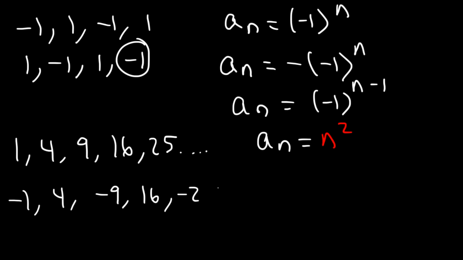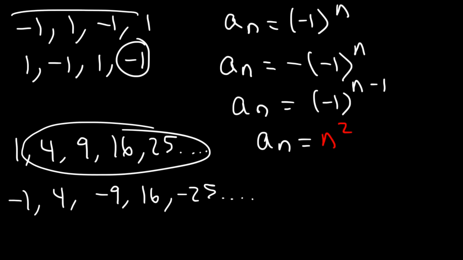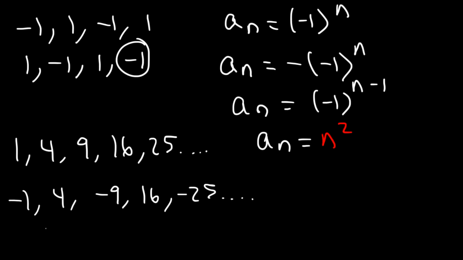So now what about this? What if we have alternating signs? Notice that all we need to do is combine the equation for this one and for this one, because the first term is negative, the second is positive. So a of n is going to be n squared times negative 1 raised to the n power.